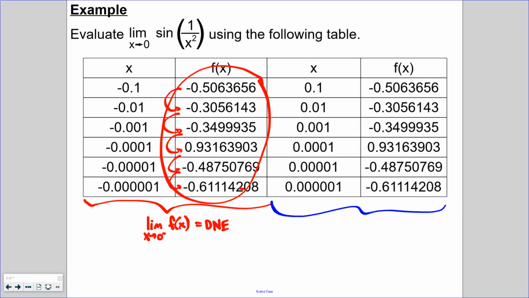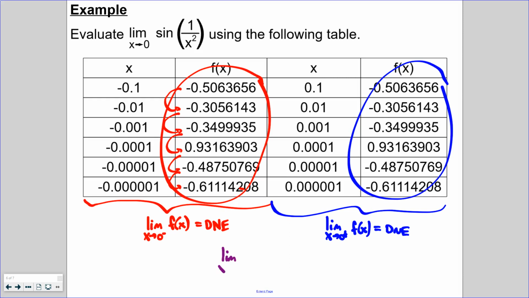Well, then if we look at the limit from the right, as x approaches 0 from the right of f of x, it appears that our numbers do the exact same thing. There's no pattern. It's just some random heights here and there. So therefore, our limit from the right does not exist. So therefore, our two-sided limit, the limit as x approaches 0 of sine of 1 over x squared, does not exist.